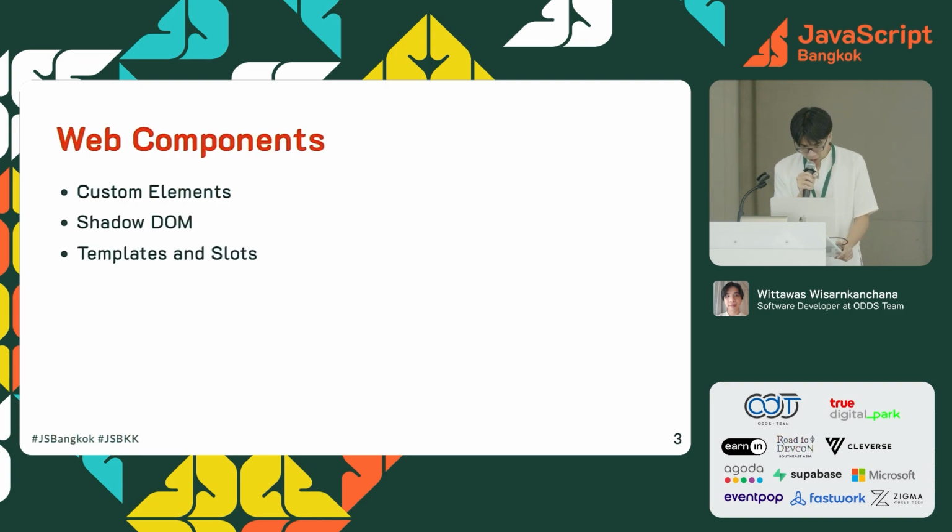In the core technology of web component, it actually divides into three: the custom element, the shadow DOM, and template and slot. Don't ask me why the third one has two. So it's not four, it's actually just three.